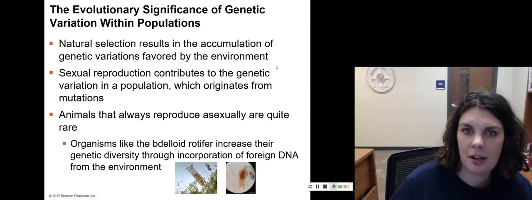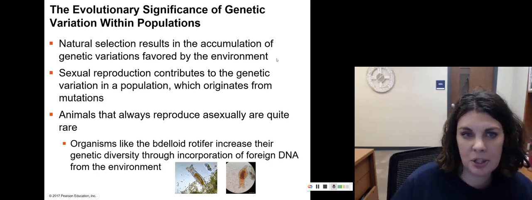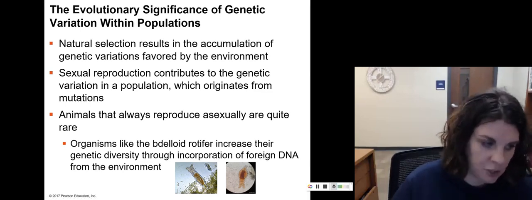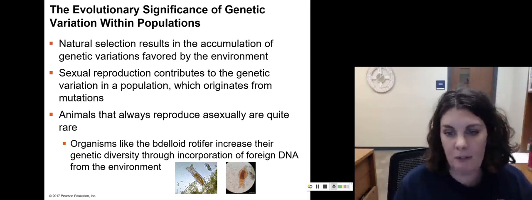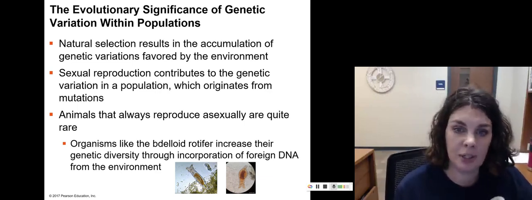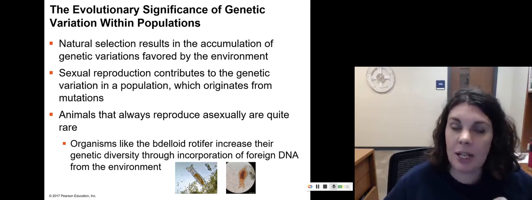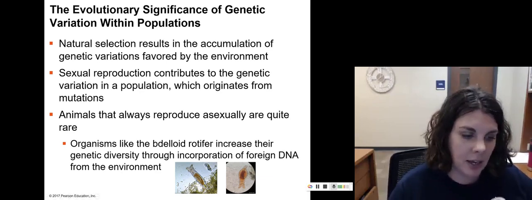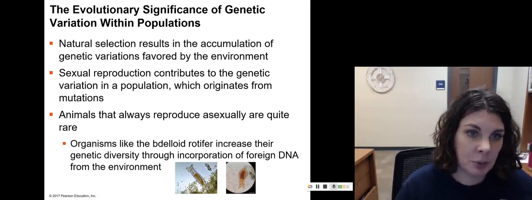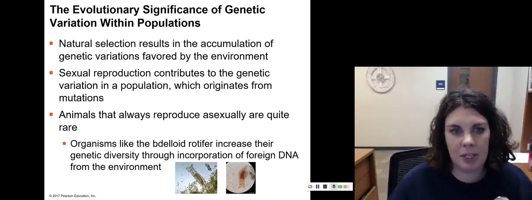Natural selection will result in accumulation of genetic variants that are favored by the environment. Sexual reproduction contributes to genetic variation in a population, which originates from mutations. So first you have mutations, which make different alleles. Then you have these three different ways that meiosis can give you unique combinations of alleles. And then natural selection will allow those alleles that are best favored by the environment to flourish. So we end up with individuals that are more adapted to their environment than they would have been without any of these mutations.